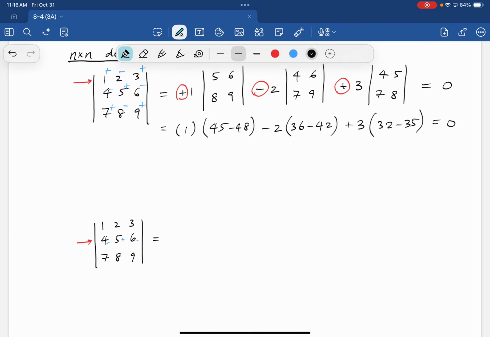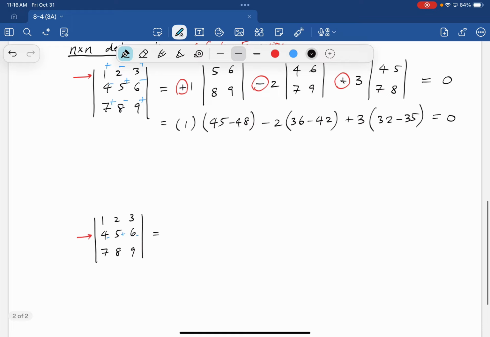Okay, let's try expanding with the second row instead. And I'll prove to you guys that it's the exact same. All right? The second row: this 4 has to come with a minus sign because it follows that checkerboard pattern, right? The top left is always a plus, which means that the 4 must be a minus. And the 5 is a plus, and the 6 is a minus.